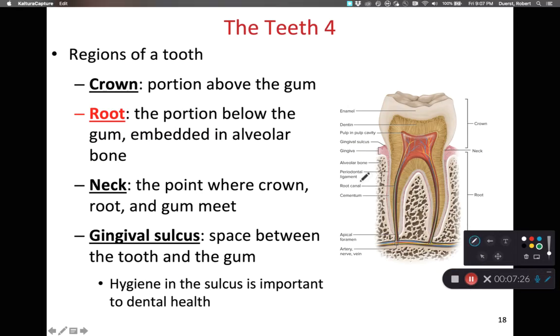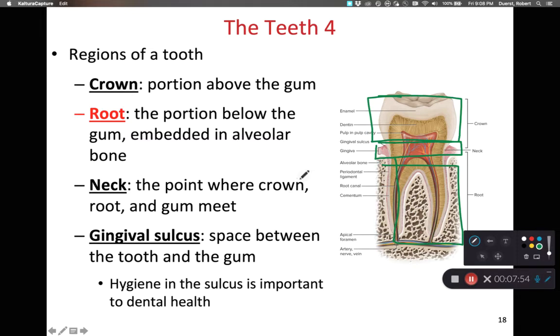As we look at the teeth within the oral cavity, our teeth are broken up into three primary regions. We have the crown, which is exposed on the surface. We have the root, which is buried deep down in the mandible, and then a skinny little portion called the neck, where we have the gingiva, the gum, meeting the crown of the tooth, or the tooth itself.